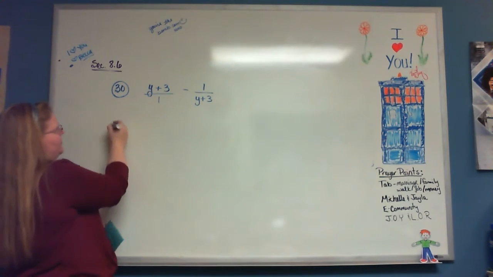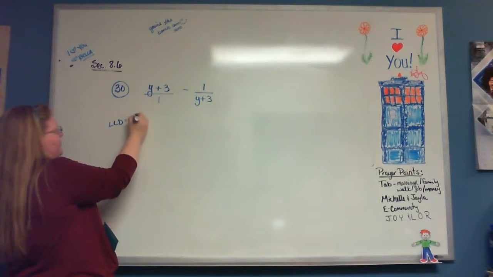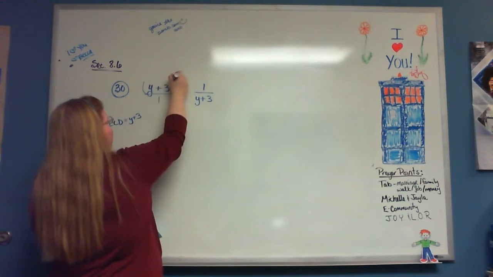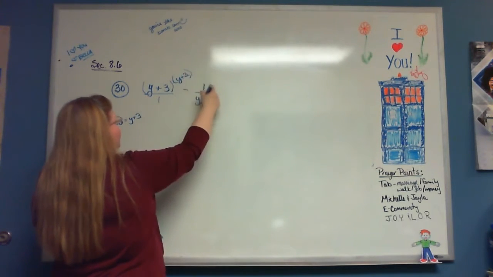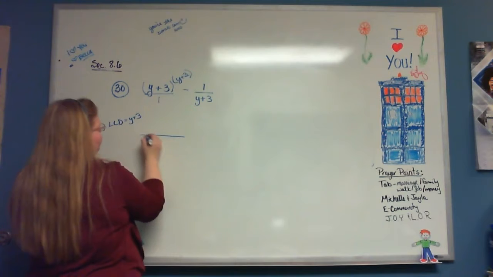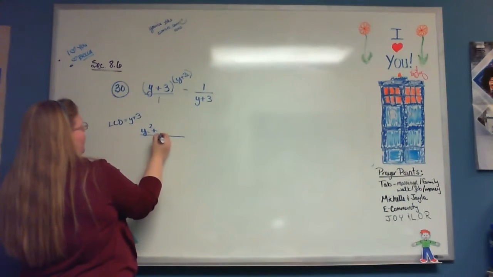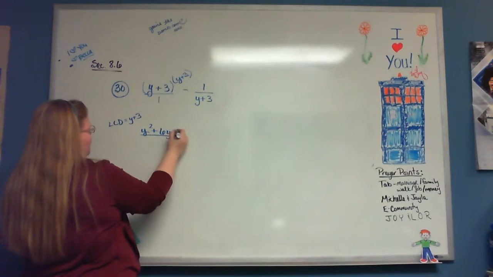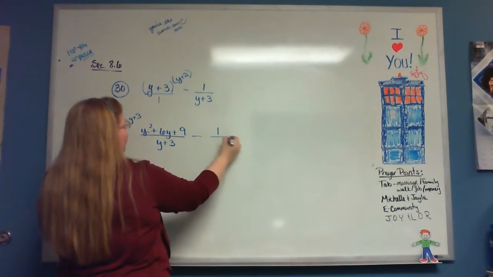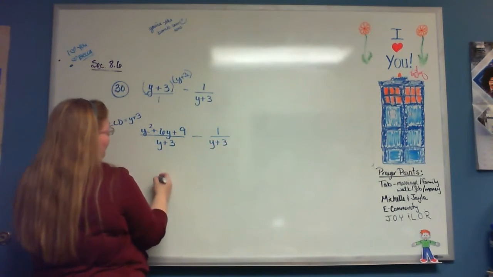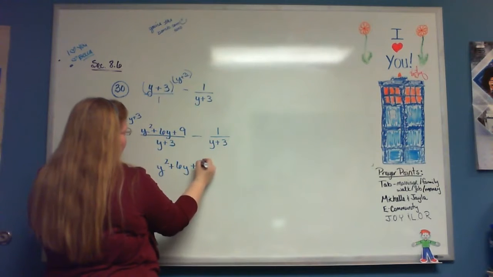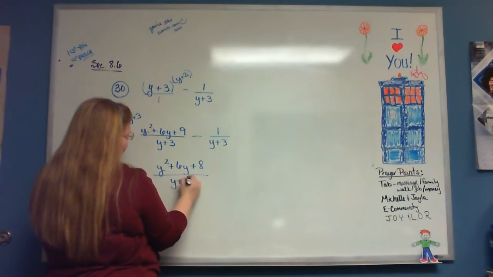So what's my common denominator? Y plus 3. So that's what I need to multiply my top by. This one gets multiplied by nothing because we already have y plus 3 down there. So that's y squared plus 3y plus 3y is plus 6y plus 9 over y plus 3 minus 1 over y plus 3. Which gives us y squared plus 6y plus 8 over y plus 3.